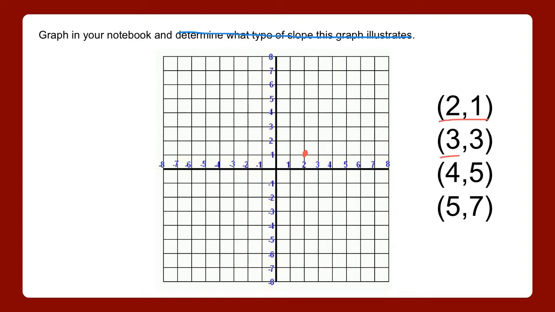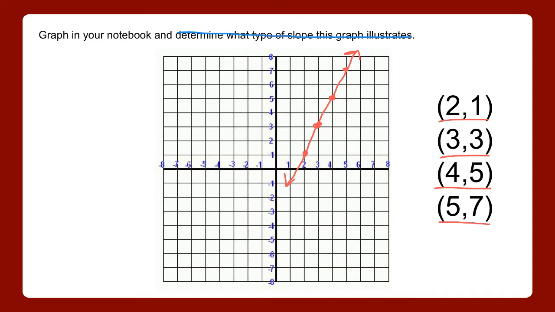Second is 3, 3, over 3, up 3. Third ordered pair is over 4, up 5. And last pair is over 5, up 7. I'll pause here for a second after I've drawn in my line the best I can so that you can catch up with me. Go ahead and pause, catch up with me, and then come back. All right, so this is a positive slope.